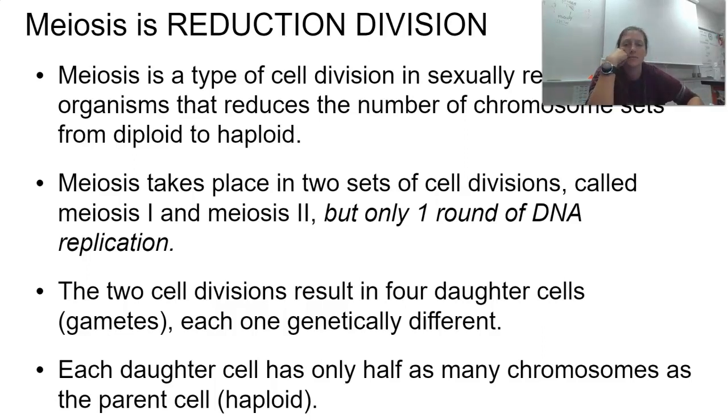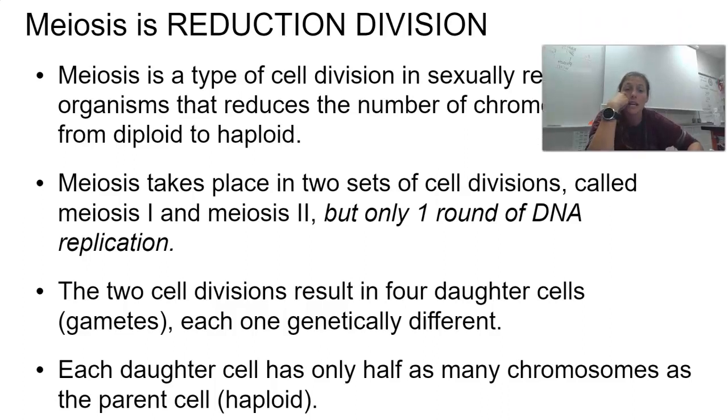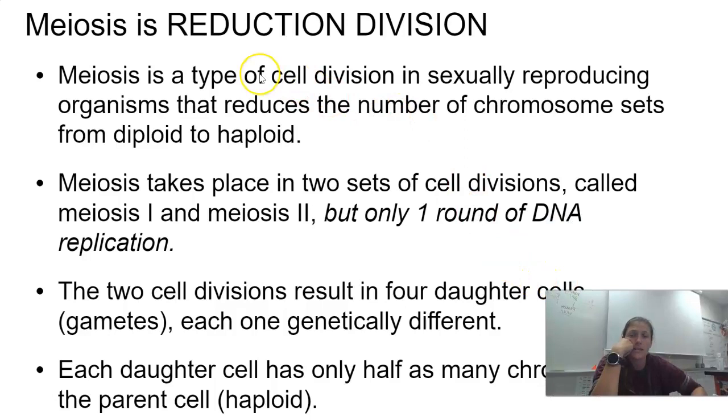And it is a type of cellular division. So this is how we get sex cells. This is how organisms sexually reproduce. And meiosis takes place in sets of cell division called meiosis 1 and meiosis 2.